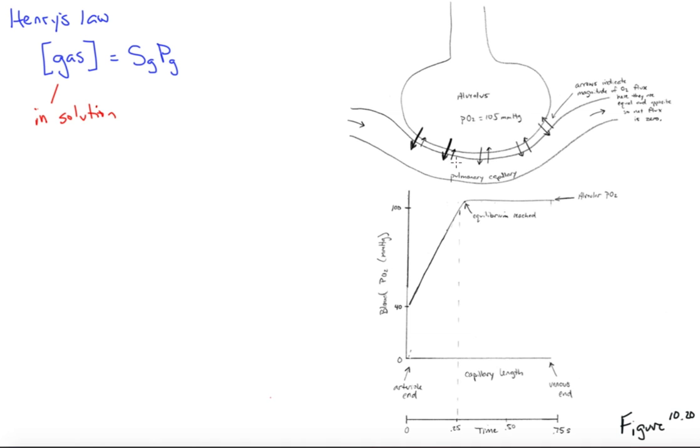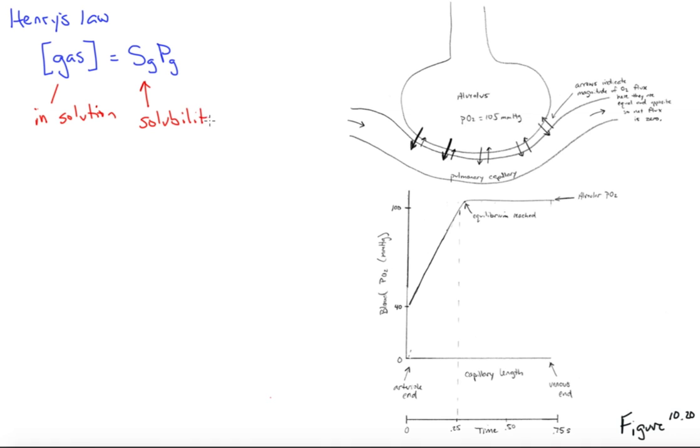Oxygen is higher in the alveolus, and CO2's concentration is higher in the blood. So each will be diffusing down its gradient, but of course that means in opposite directions. So Henry's law helps us explain and understand how gases are moving in and out of solution. The concentration of gas in solution equals, the G just stands for the gas in question, the solubility.